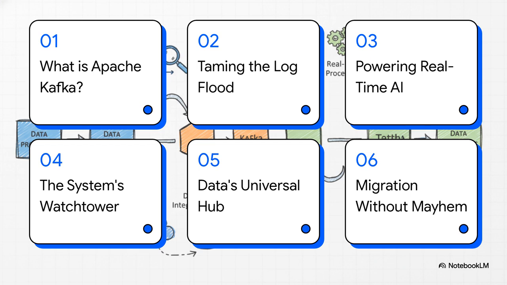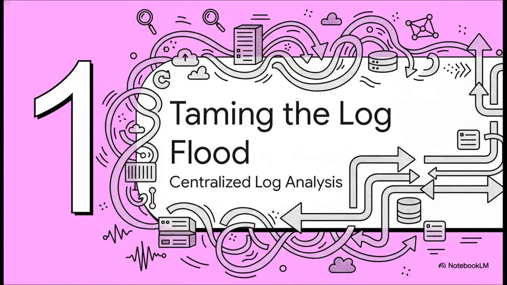We'll start with how it tames that crazy flood of logs. Then we'll get into how it powers real-time AI and acts as a system watchtower. And after that, we'll look at its role as a universal data hub and, get this, how it can even make system migrations way less of a nightmare. Let's do this. So our first use case, this one takes us right back to Kafka's roots, log analysis.